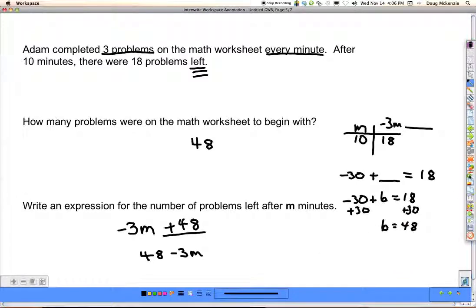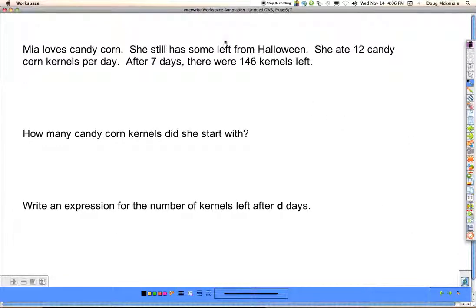Let's take a look at one more. And remember, you can always pause these anytime and rewind if you want to look at it again. Mia loves candy corn. She still has some left from Halloween. She ate 12 candy corn kernels per day. After 7 days, there were 146 kernels left. How many candy corn kernels did she start with? And write an expression for the number of kernels left after d days.